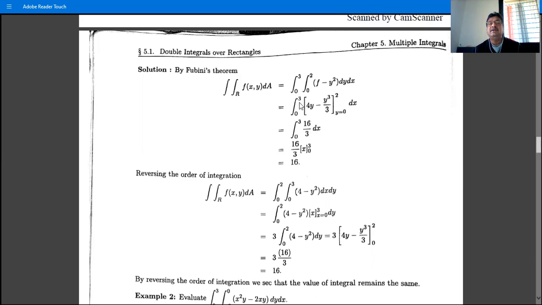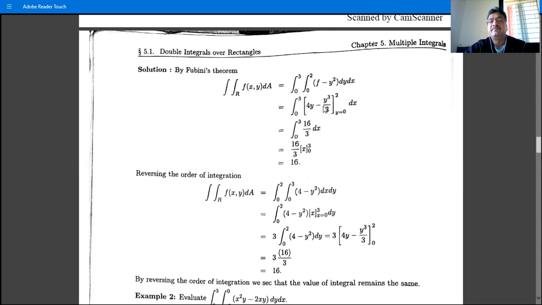But what is Fubini's strong form? If the limits are not constant, then what is the order? If the limit of y is in terms of a variable, then integrate with respect to y first, and if the limit of x is in terms of a variable, then integrate with respect to x first. That is the strong form of Fubini's. But if the limits of x and y are constant, then integrate either with respect to x first or with respect to y first.